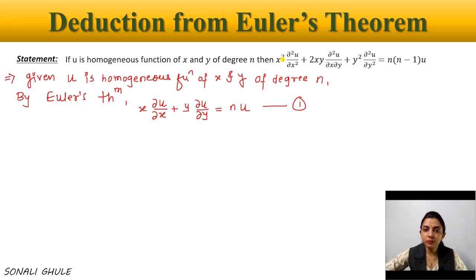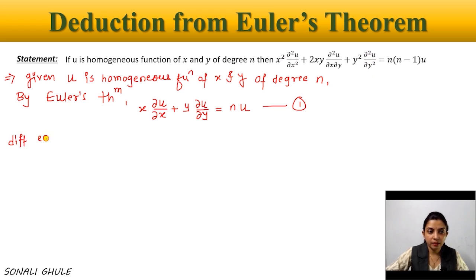Now see what we have to show, this one. And here there are partial derivatives of u that are second order derivatives. Means I have to differentiate this equation again, first with respect to x and then with respect to y. Just I have to do this. So let's differentiate here.